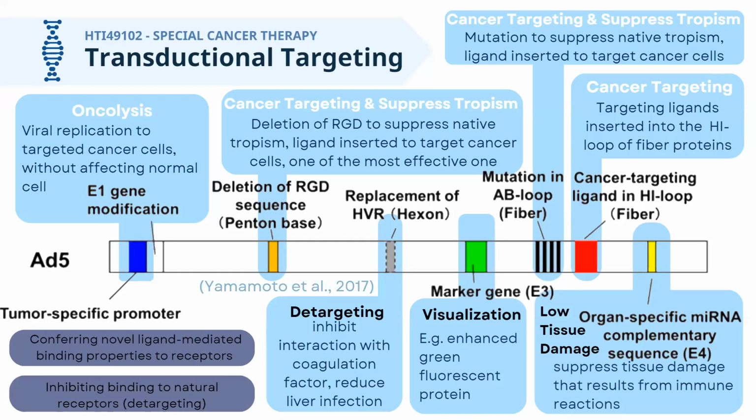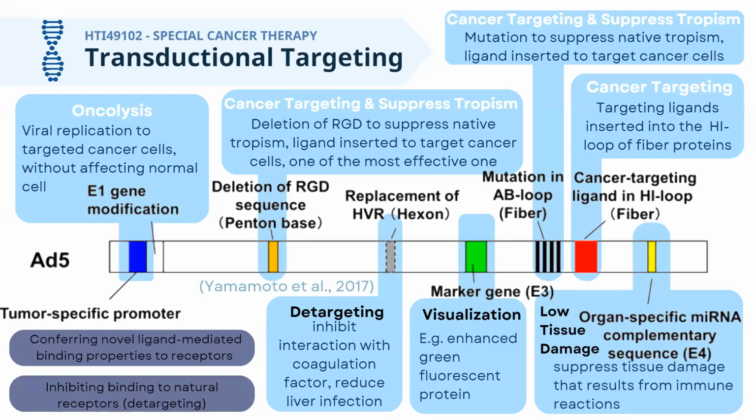Starting from the left, you can see the E1 gene. What's the E1 gene? It's used to induce oncolysis, so you can regard it as the killer gene. Then we have the deletion of the RGD sequence to increase the cancer targeting and suppress the tropism. The third one would be the replacement of the HVR, the hexon. It is used for the targeting.